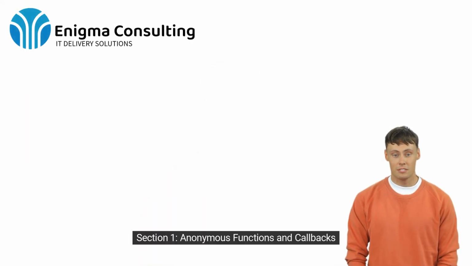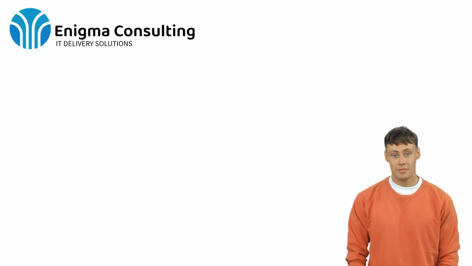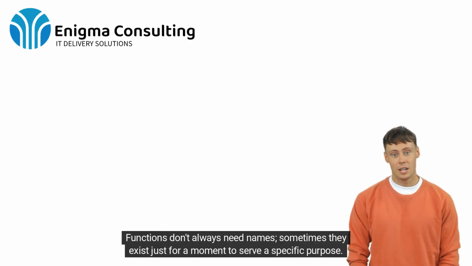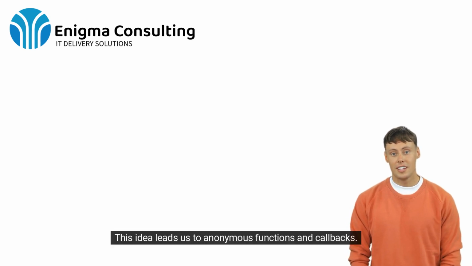Section 1: Anonymous functions and callbacks. Functions don't always need names, sometimes they exist just for a moment to serve a specific purpose. This idea leads us to anonymous functions and callbacks.